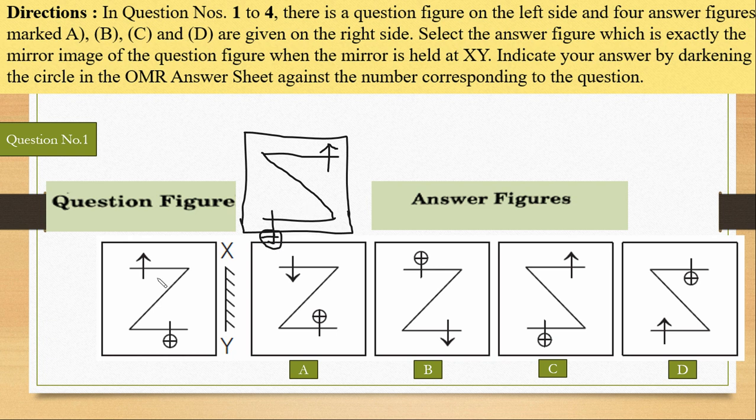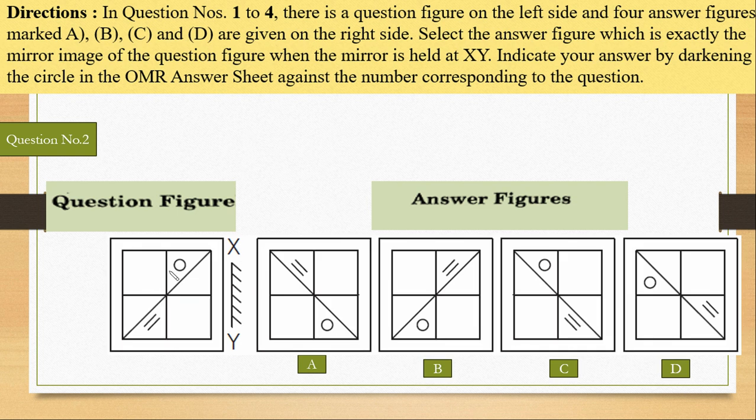Another thing, as you can see here, the object which is nearer to the mirror appears nearer in the mirror image also. Here it appears on the mirror side, and here also it appears on the mirror side. These are a few tricks to solve mirror image related questions. Here the matching figure is this one, yes, C is the right answer. All right, let us move on to the next question.